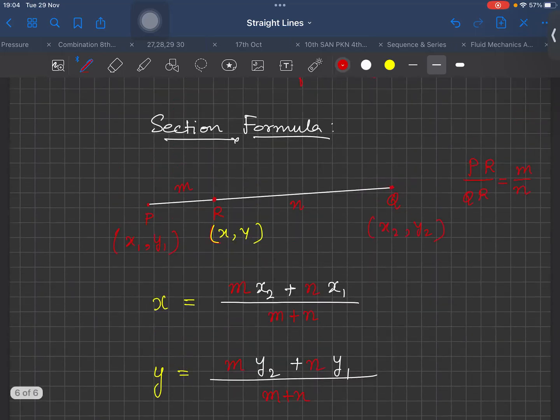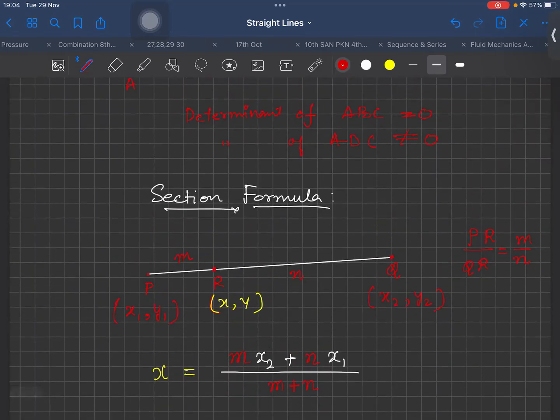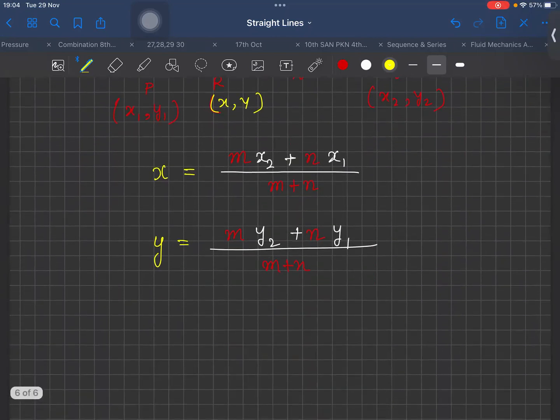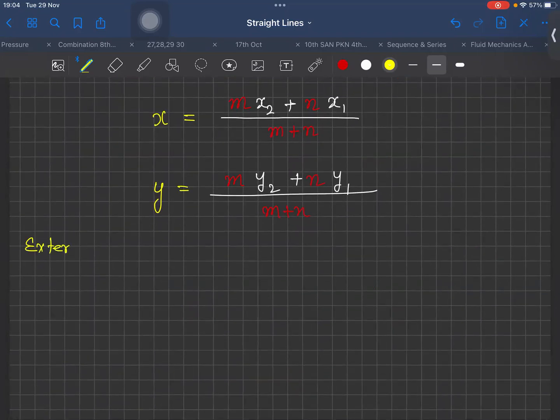See, this is external division, right? We are dividing PQ. PQ is divided externally. Sorry, internally, no? Not externally, internal division. Internal division. That means you are dividing this point PQ in the middle somewhere. Now suppose, then what is external division? External division.